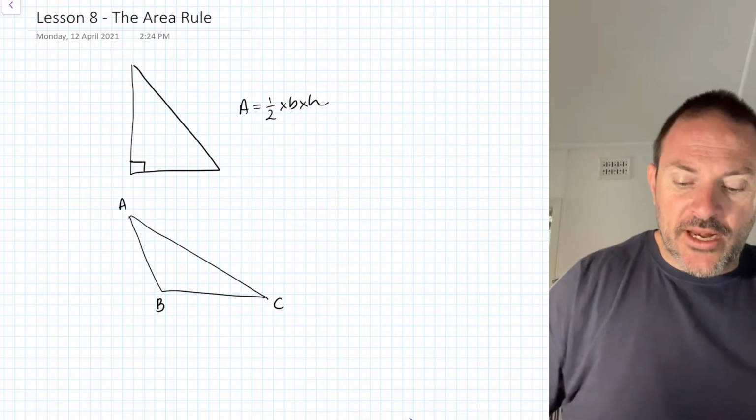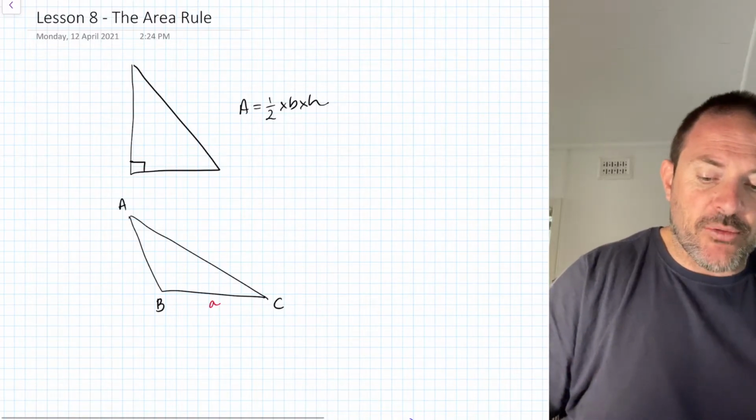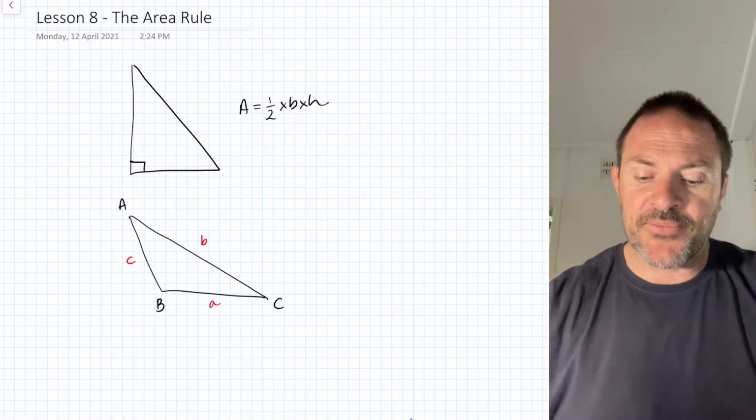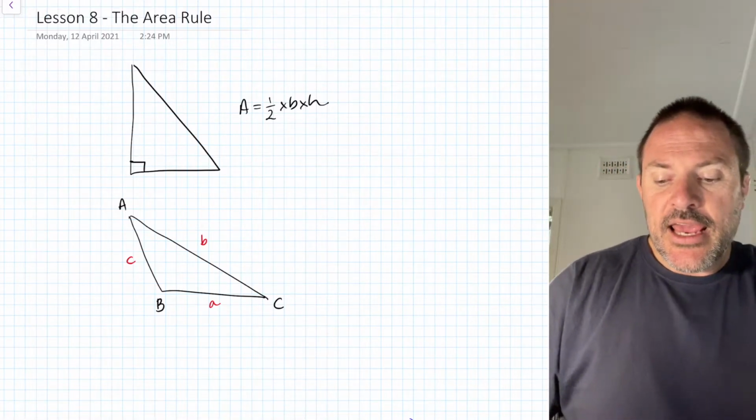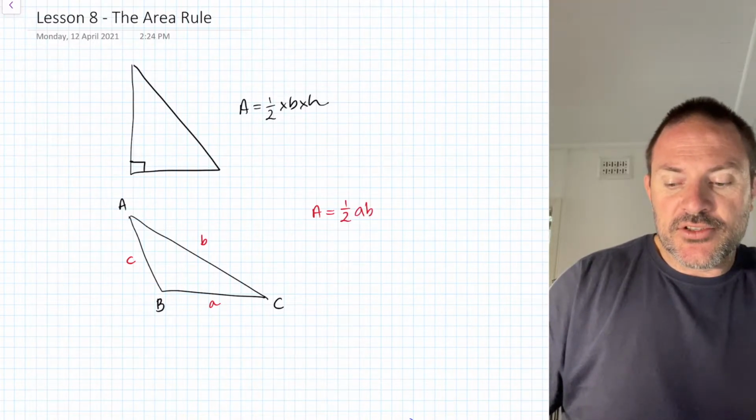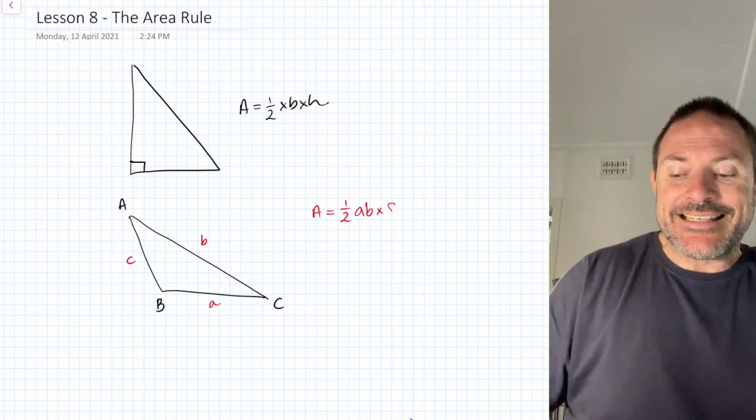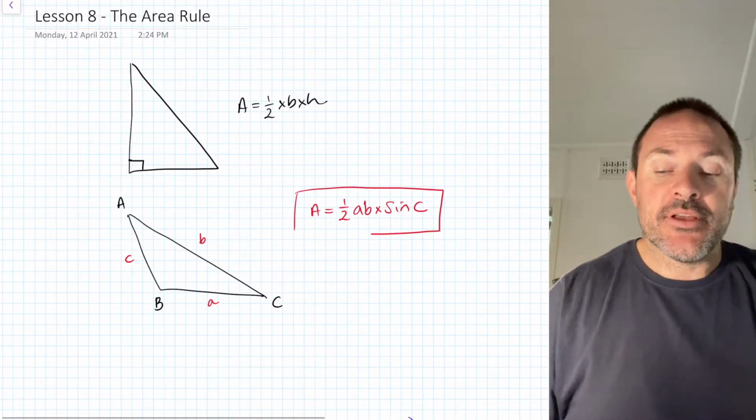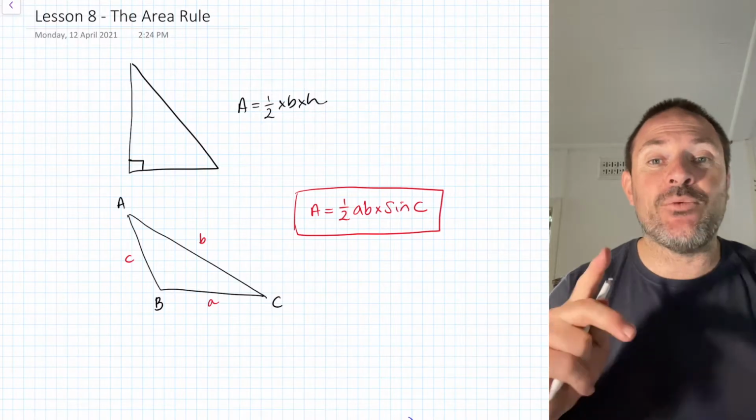Now, like before, I'm going to give you a nice little generalized triangle here with our lettering. Good thing to write down. And our rule will look like this: area equals half A times B times sine C. Now, that's one version of our rule, where it uses two sides and one angle.